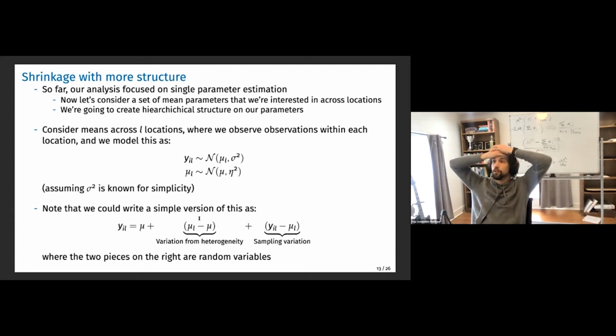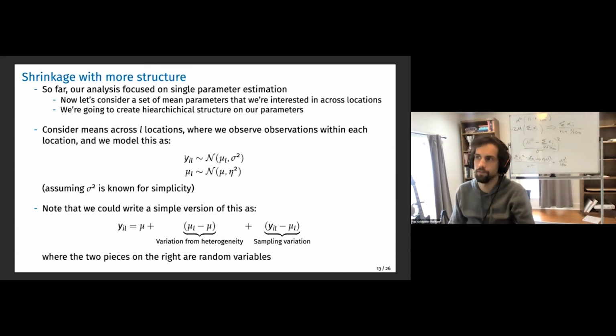far, we've really just been focused on single parameter estimation. What we're going to do now is consider a set of mean parameters that we're interested in across locations. And what we're going to be doing is basically creating what's called hierarchical structure on our parameters. So now we're really getting into the meat and potatoes of this type of structural modeling, which is: let's consider means across L locations where we observe observations within each location, and we model this directly.